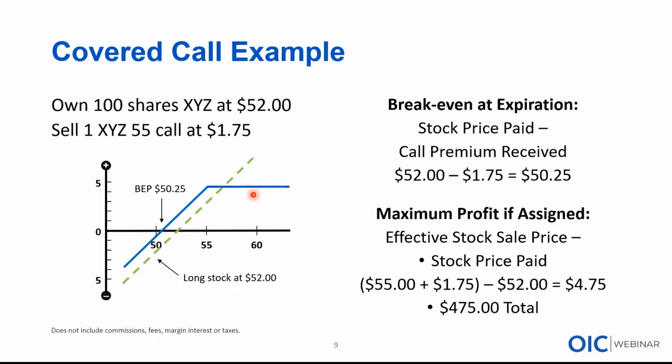And you can track that. Let's say the stock in this case went up to $60. Well, we sold a 55 call. It's now in the money. There's $5 of intrinsic value.